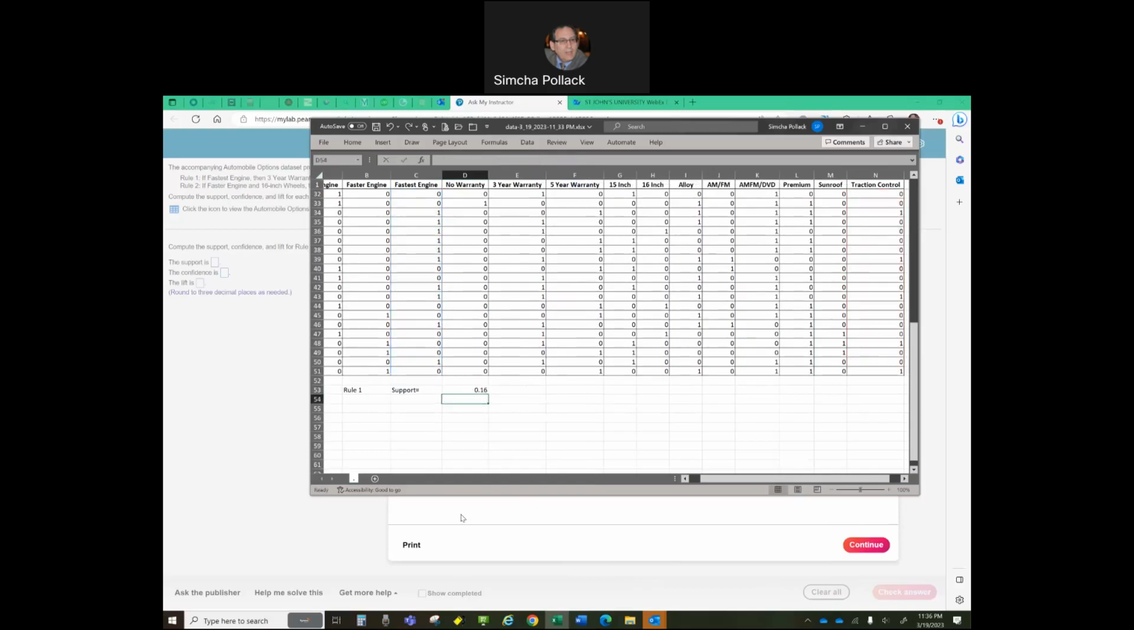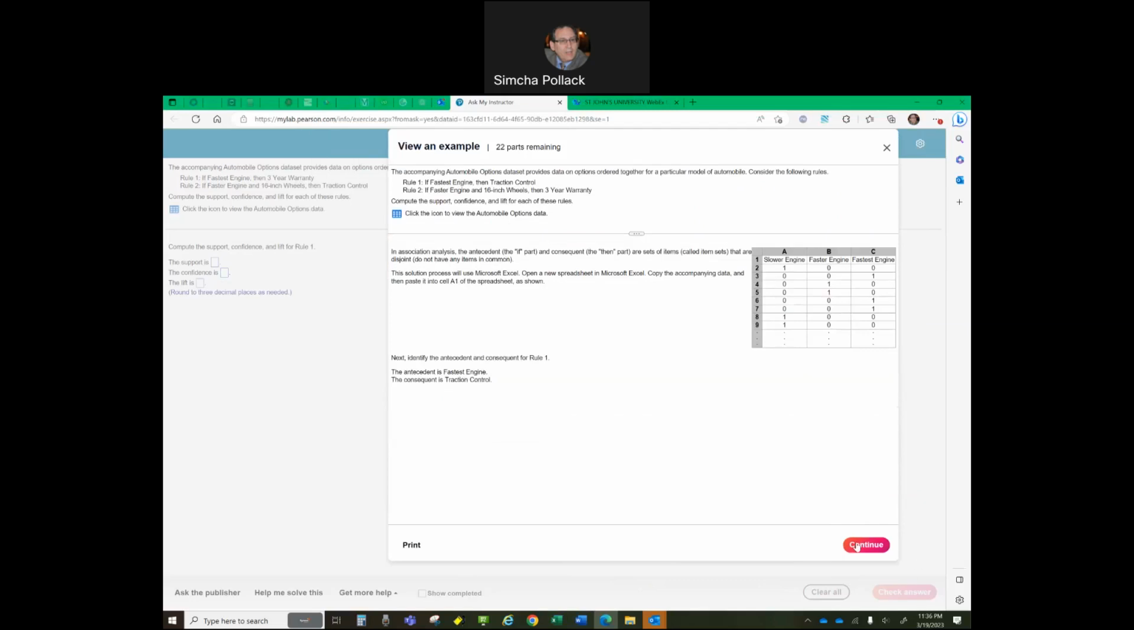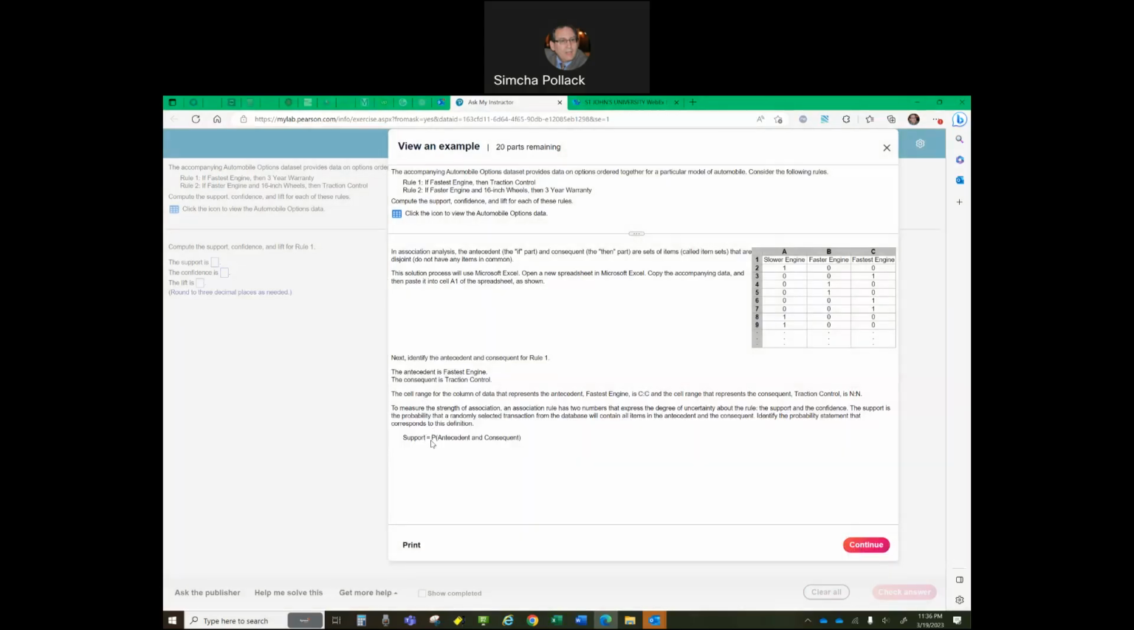If we go back to our example, now let's see what they're telling us to do. They're telling us to basically do that. They want to know, what's the probability that the supporters are found in both the antecedent and the consequent? Namely, how many have fastest engine and traction control?